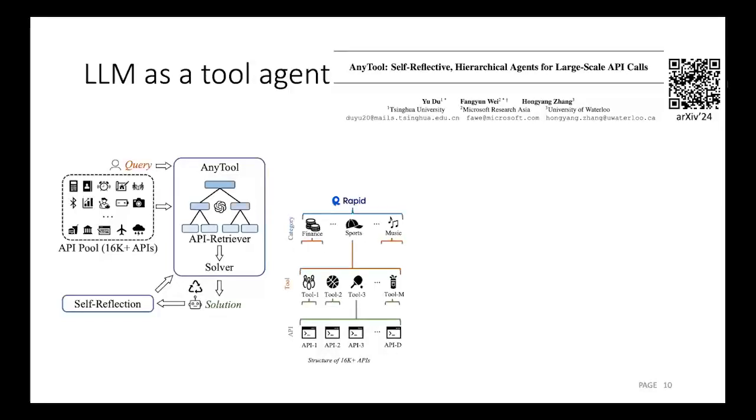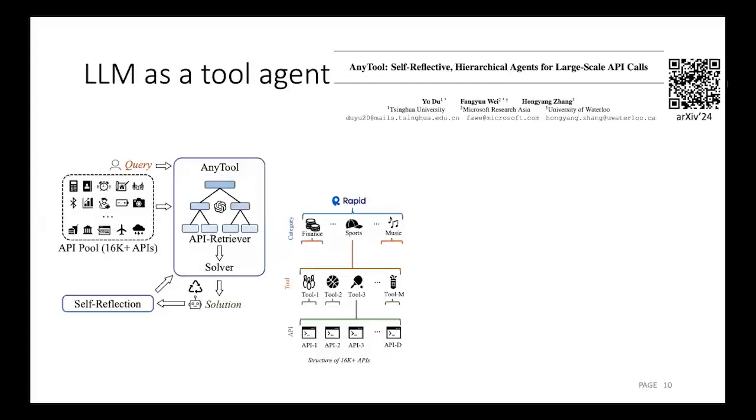In order to do this task, the experiments that we do are on the RapidAPI dataset. This is a library which consists of more than 16,000 APIs. All the APIs are stored in a hierarchy architecture. The first layer is about the category. You can see we have finance, we have sports, we have the category of music. And the second layer is about the tool. So within sports, you can see we have basketball, we have ping pong, and so on and so forth. And within each tool, you have several APIs that you can call. So this is the structure of more than 16,000 APIs.